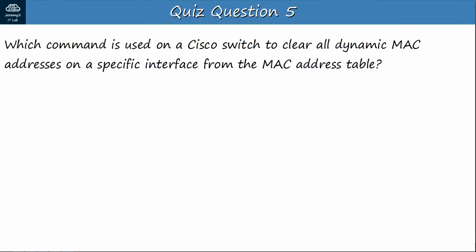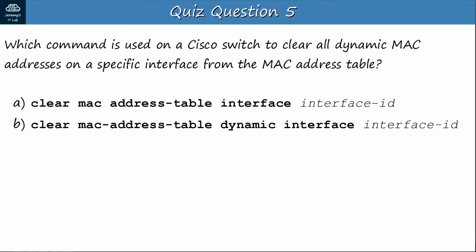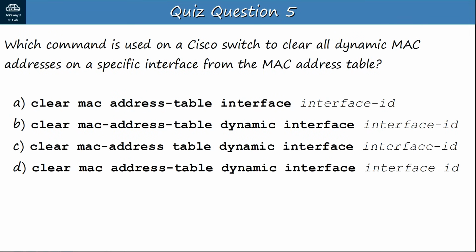Which command is used on a Cisco switch to clear all dynamic MAC addresses on a specific interface from the MAC address table? A, clear mac address-table interface, interface ID. B, clear mac-address-table dynamic interface, interface ID. C, clear mac-address table dynamic interface, interface ID. Or D, clear mac address-table dynamic interface, interface ID. Pause the video to think about your answer.